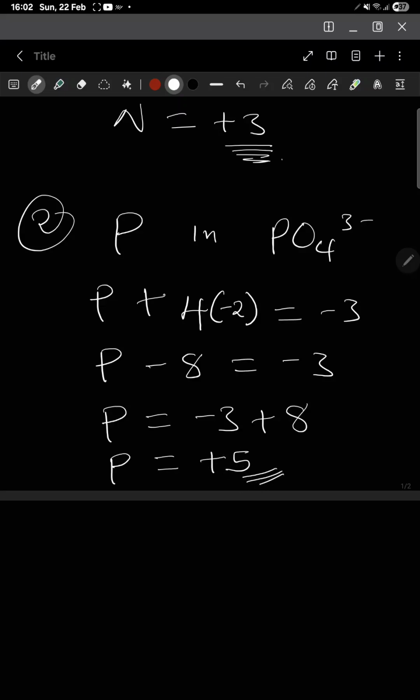So what does this mean? This means that the oxidation number of phosphorus is +5.